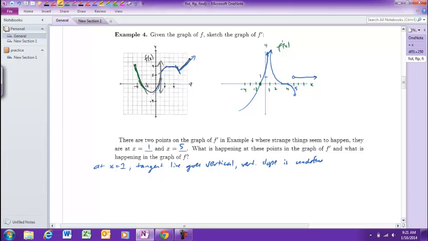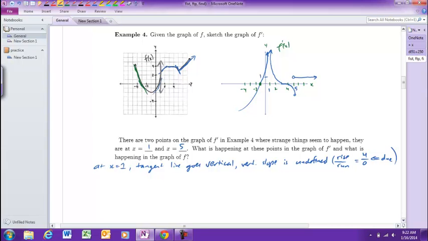And why is it undefined? Well, remember, slope is rise over run. And we're getting a rise here. It's going up, so it might rise up, say, 4 units. But it doesn't go anywhere to the left or the right, so the run is 0. And dividing by 0 is undefined. Or, as we like to think of this, you can think of that as going to infinity. Okay, so this slope is actually going to either positive infinity or negative infinity.